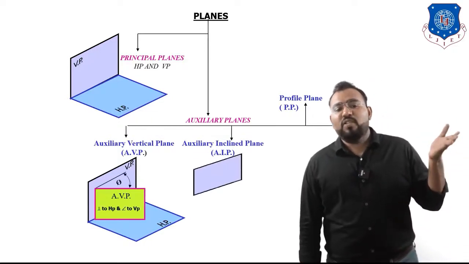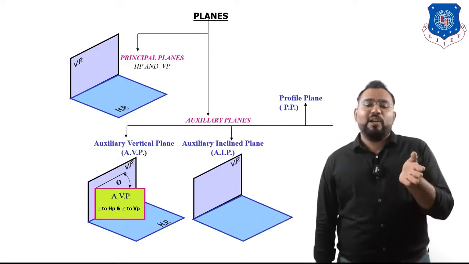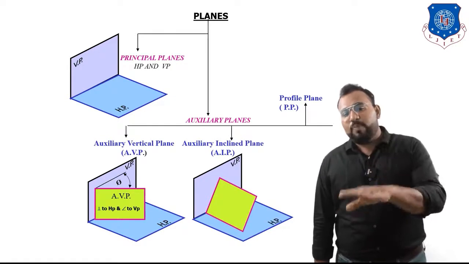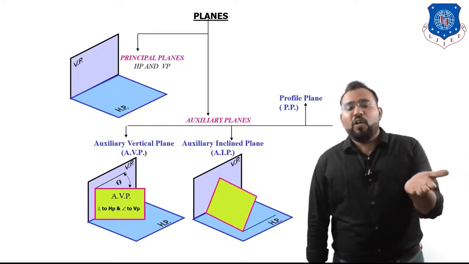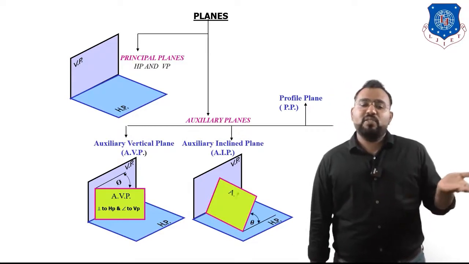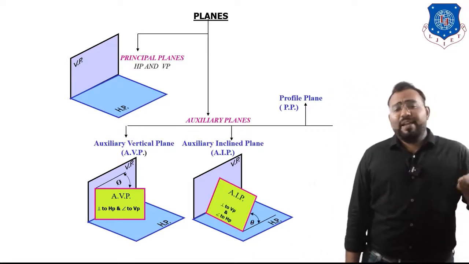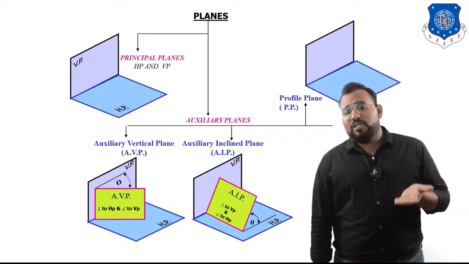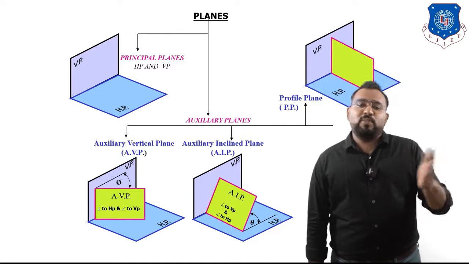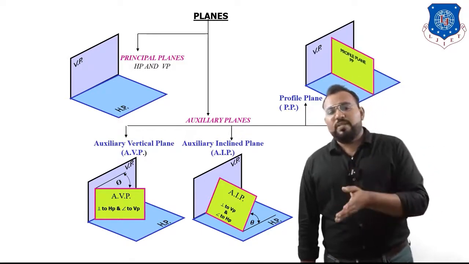We also saw the auxiliary inclined plane. You can see this yellow plane in the figure. It is inclined to HP and perpendicular to VP, inclined to HP by angle theta. This is the auxiliary inclined plane. Then we saw the profile plane. This yellow plane is perpendicular to both HP and VP, and that is known as the profile plane.